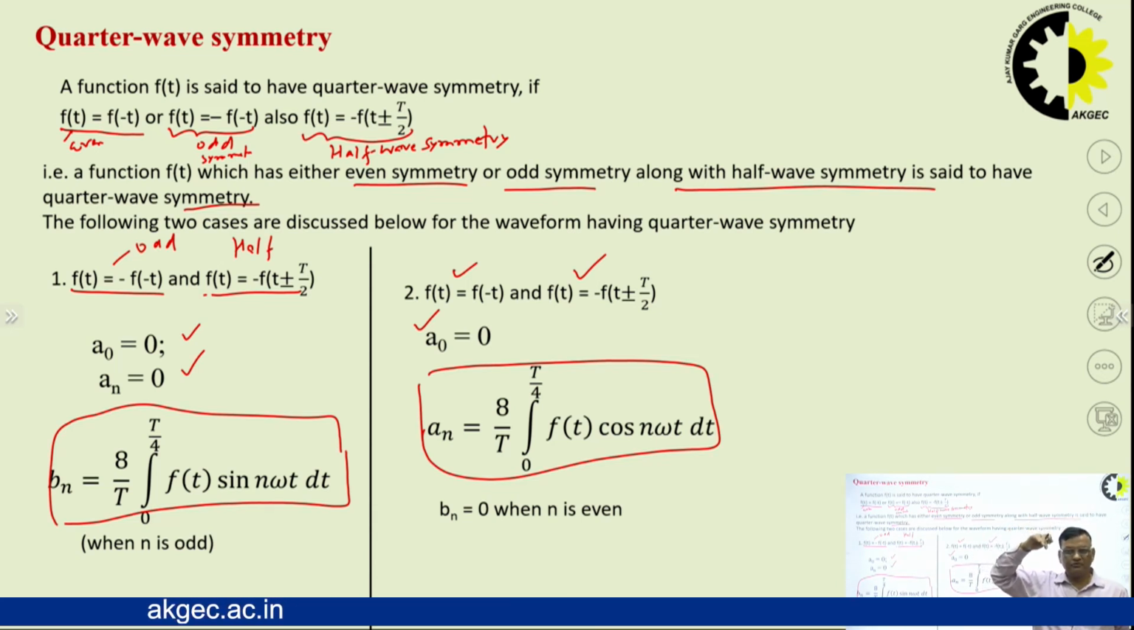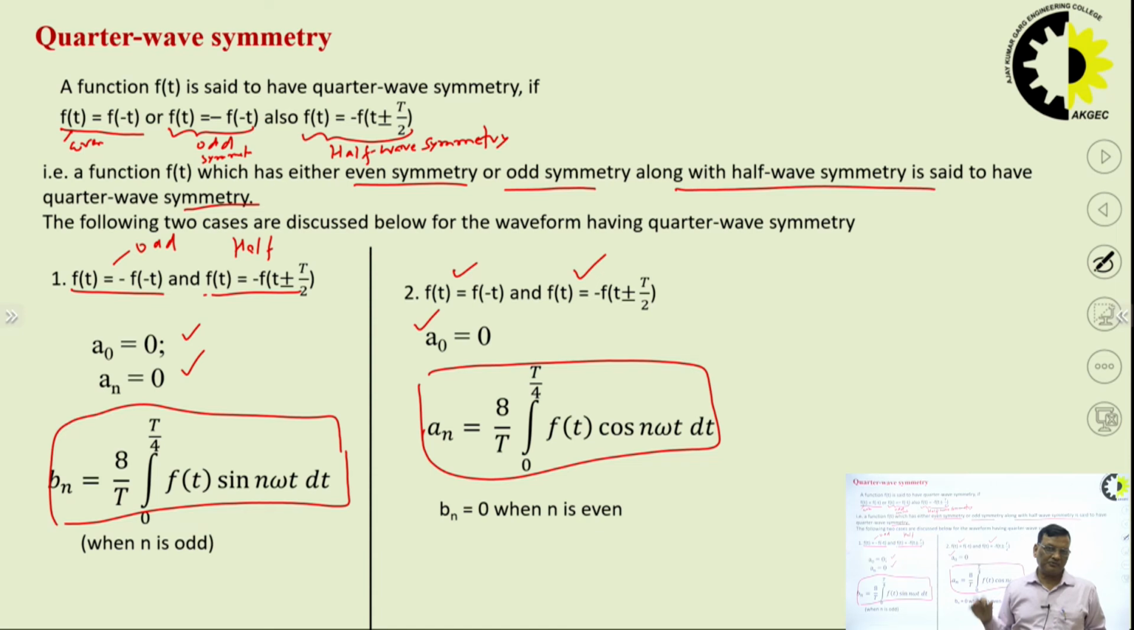If you are able to identify this type of property in a particular signal, your calculation will be very simple. Fewer calculations will be required to express the given function in the trigonometrical form of Fourier series. All this we are going to discuss with the help of some examples. So take the examples.